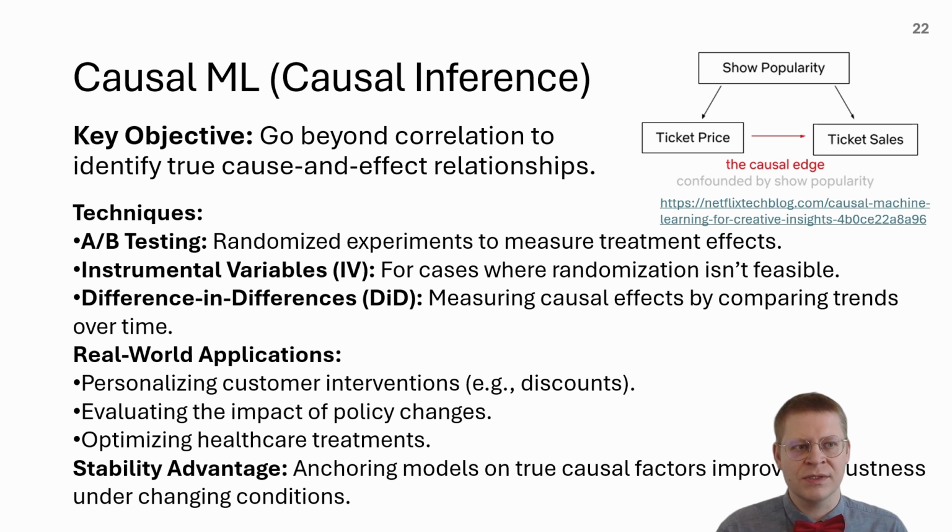Models rooted in causality are naturally more robust because they rely on fundamental relationships rather than just patterns, making them stable and reliable in the face of shifting conditions. This is especially valuable in high-stakes fields like finance and healthcare.